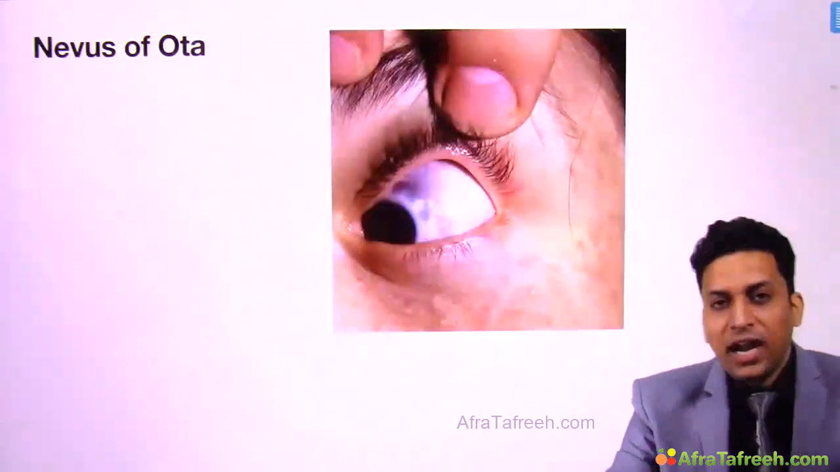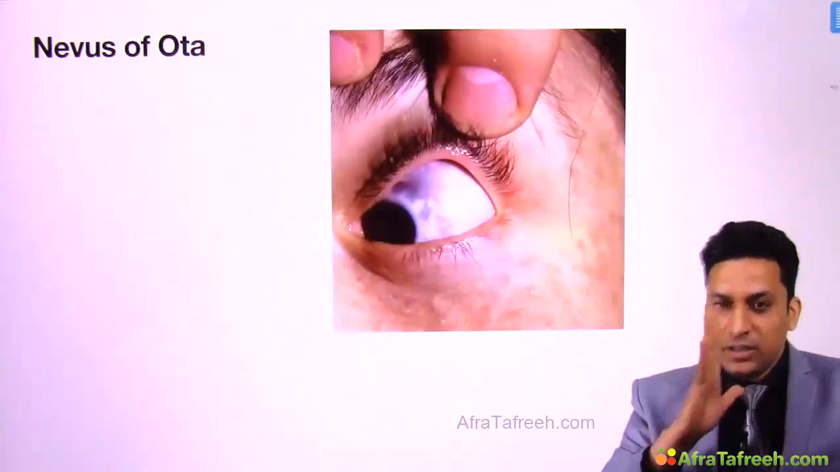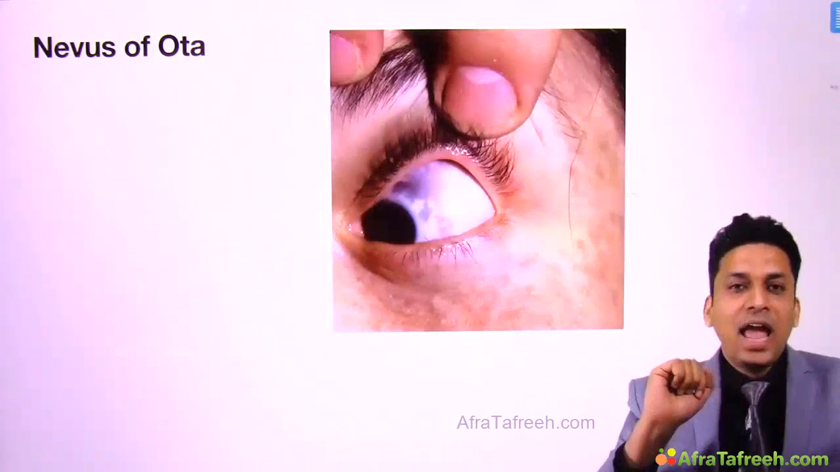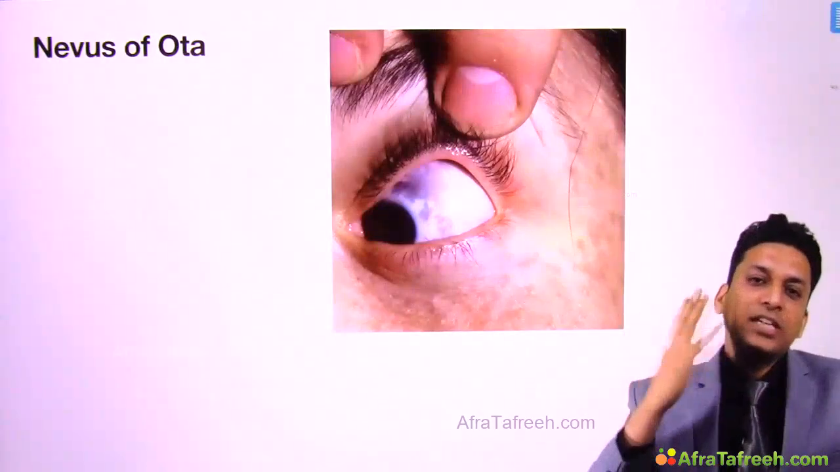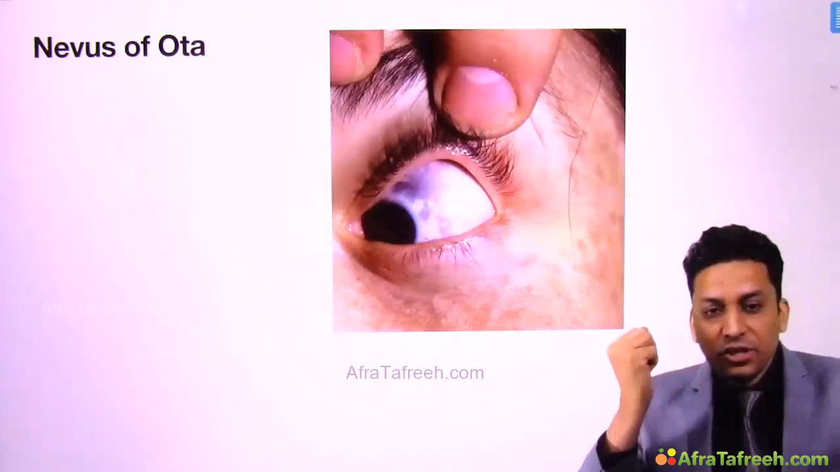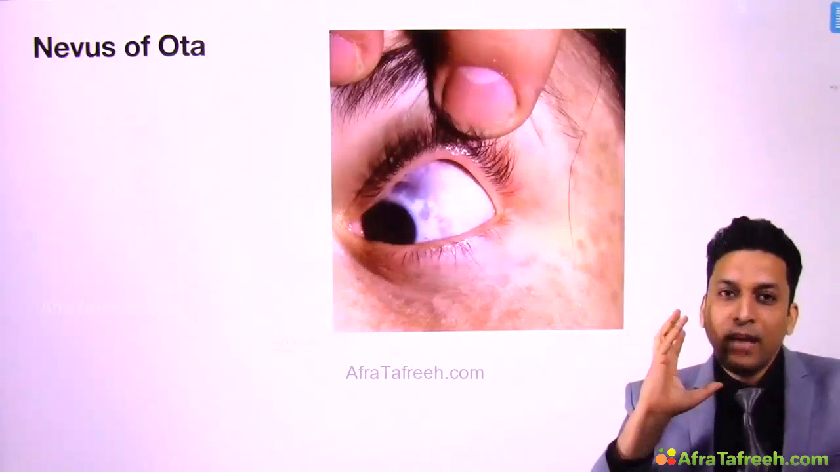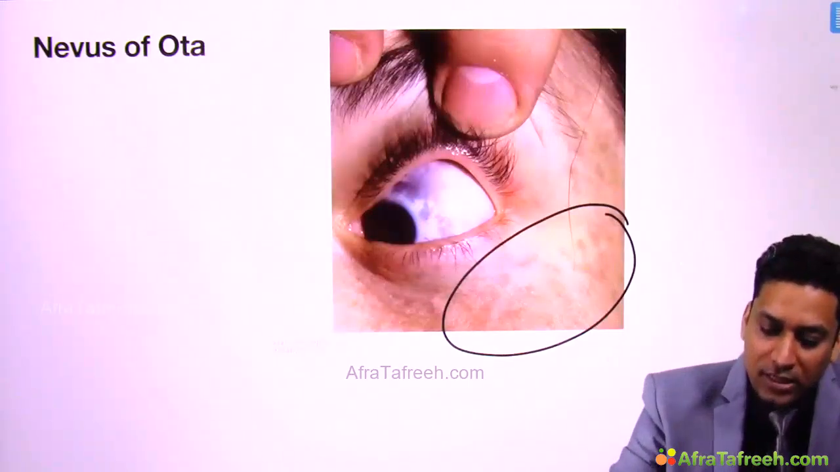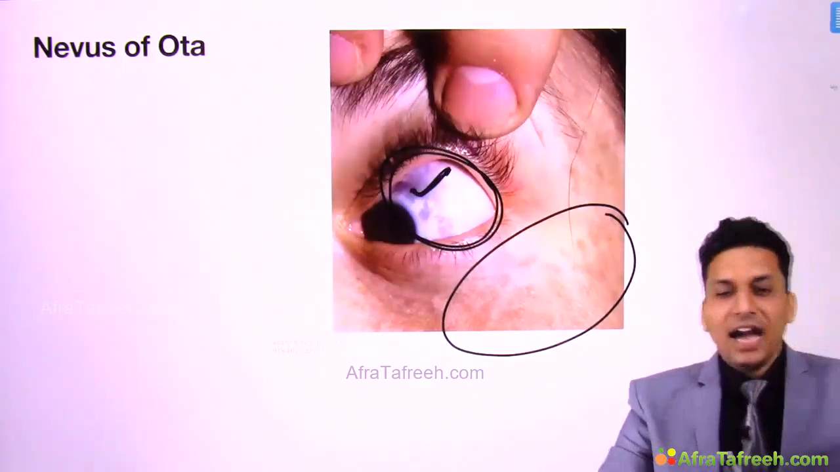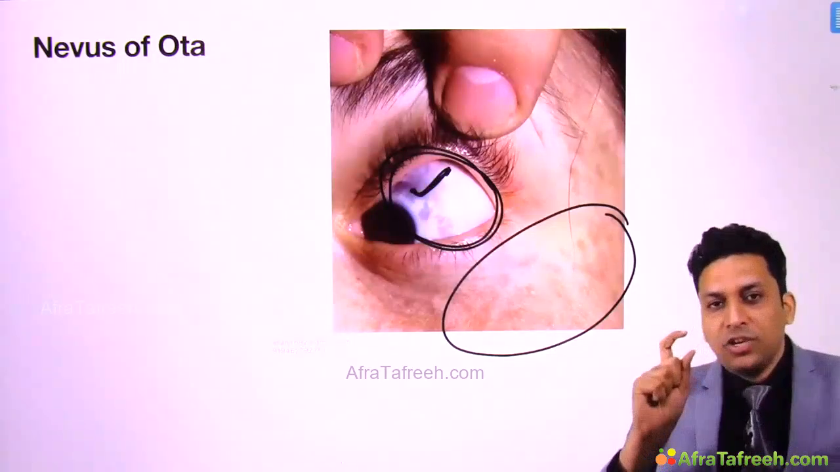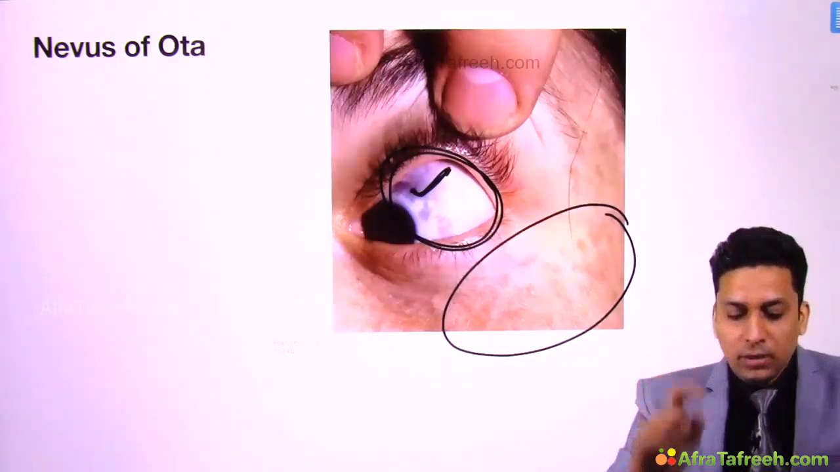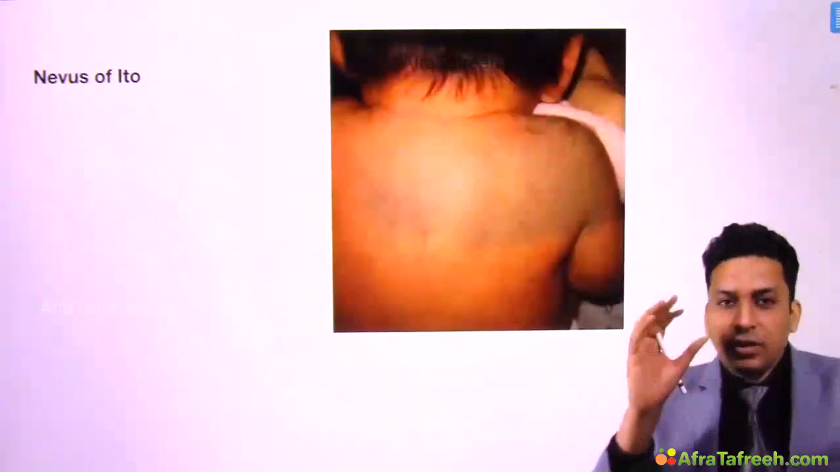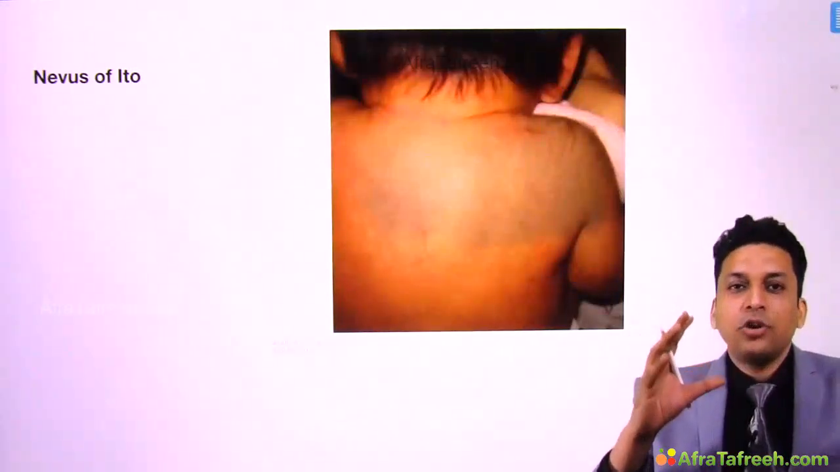Then nevus of Ota. I told you nevus of Ota is generally unilateral. So you can see only one side is being shown, and here the bluish discoloration is present along ophthalmic and maxillary division of the trigeminal nerve. So because ophthalmic and maxillary division is involved, you will find this bluish discoloration over maxillary area and in the eye. So if bluish lesion is present in the eye, in the sclera, then obviously you will mark what? Nevus of Ota.